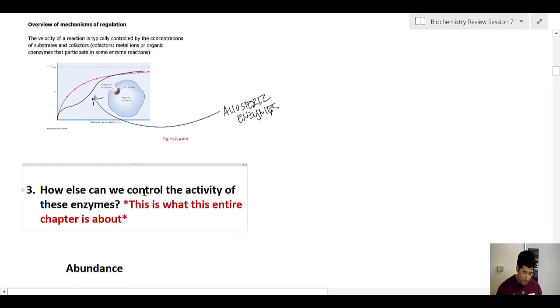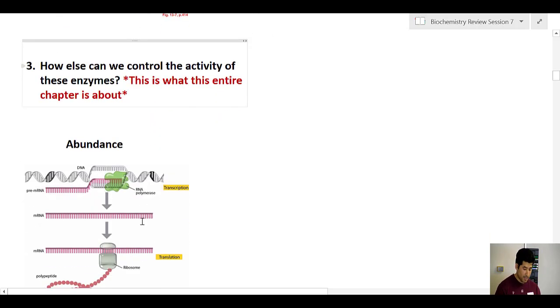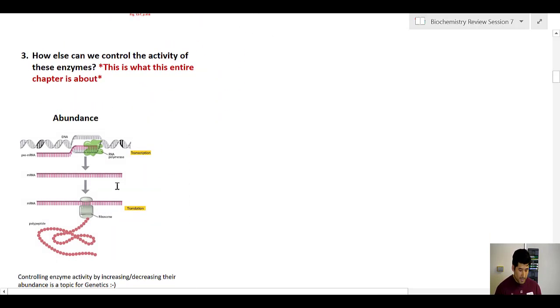All right, so how else can we control the activity of enzymes? This is what the entire chapter is about. The first way we can control them is abundance. What do I mean by abundance? Abundance of enzymes. What does that mean? Okay, the amount. So this is the amount. How can we control the amount of enzymes that are in a cell at a given time?